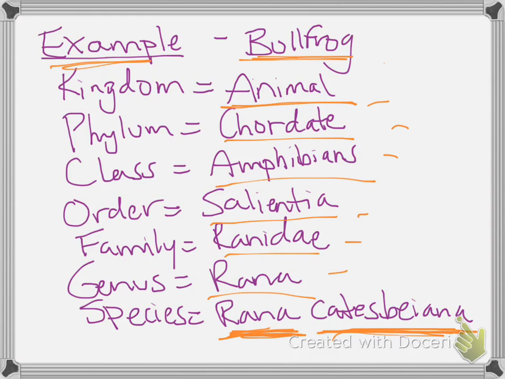So this can be done for every organism that exists on the planet. Every living thing is part of some kingdom, phylum, class, order, family, genus, species. And if they locate a new organism that's not been classified yet, they'll go through a series of steps and they'll put it into each of these categories.